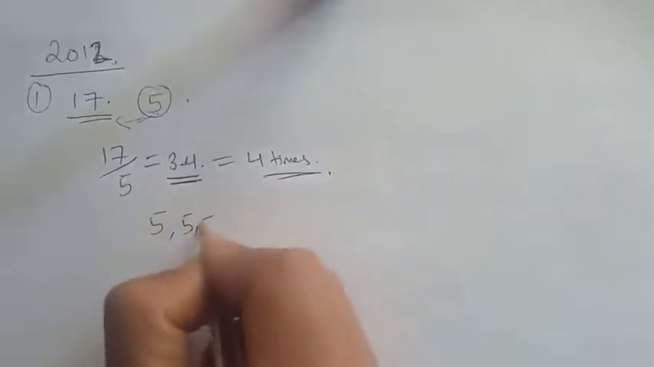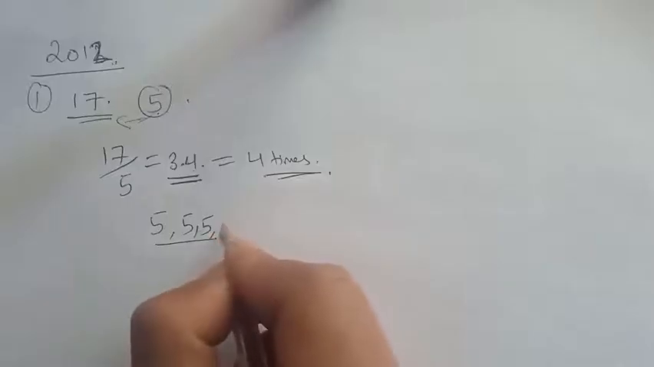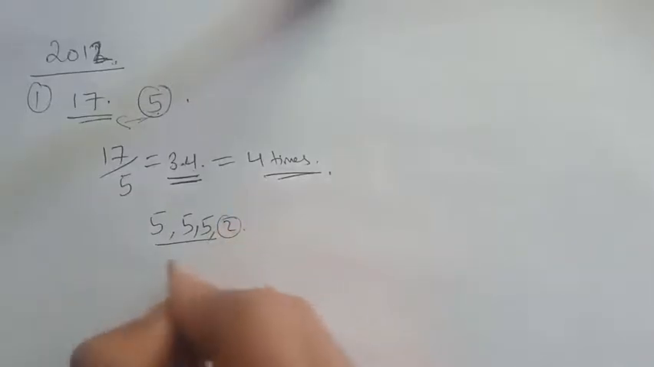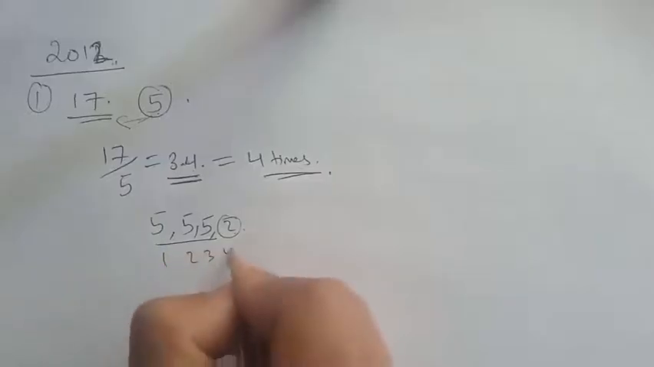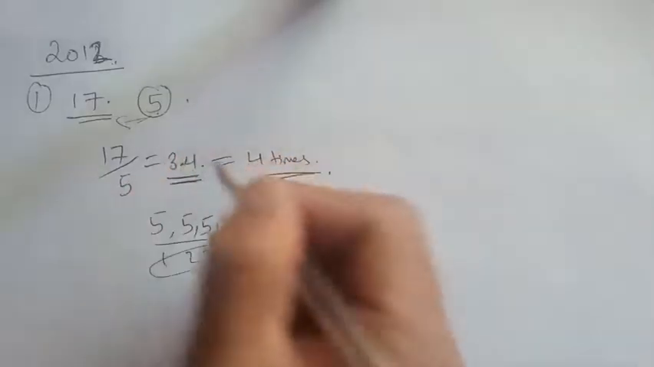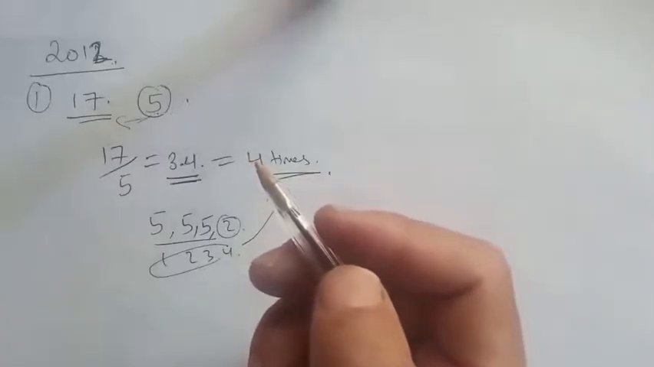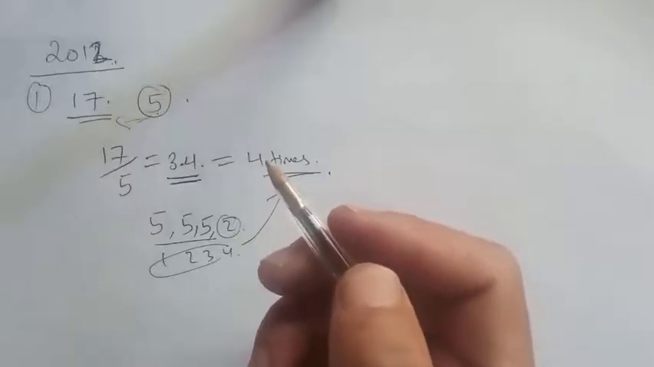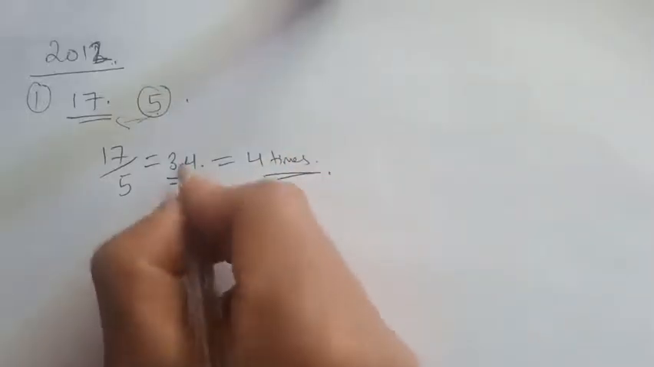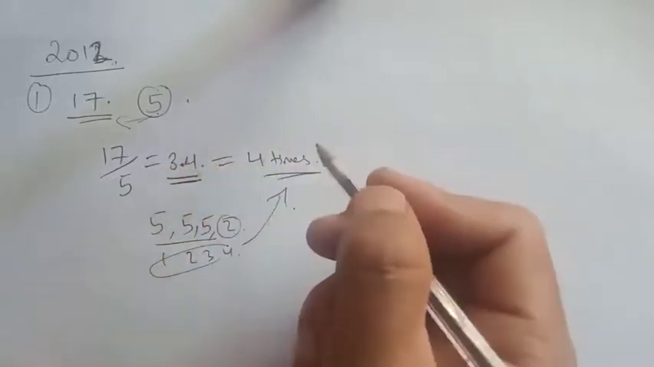5, 10, 15... remaining 15, 16, 17... bottles. Directly 3.4 times, calculate and we get 3.4. 3.4 means more than 3, so more than 3 means 4.